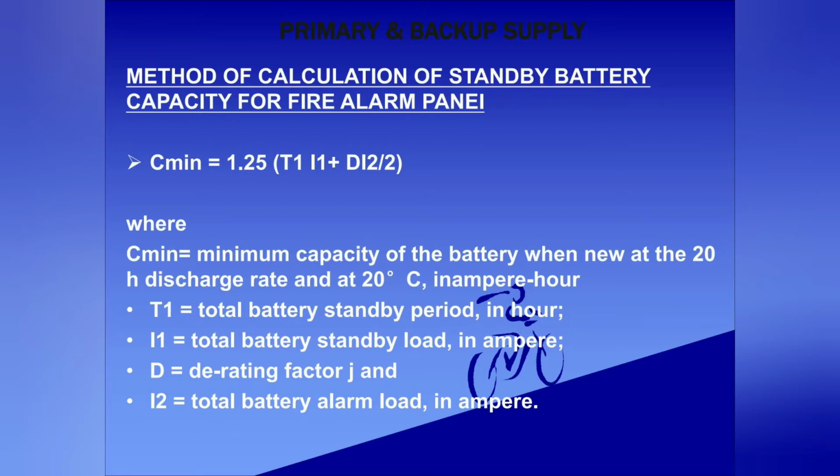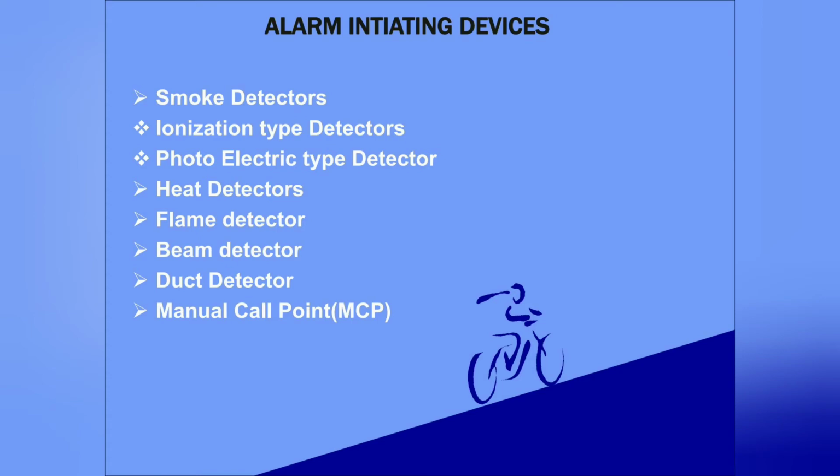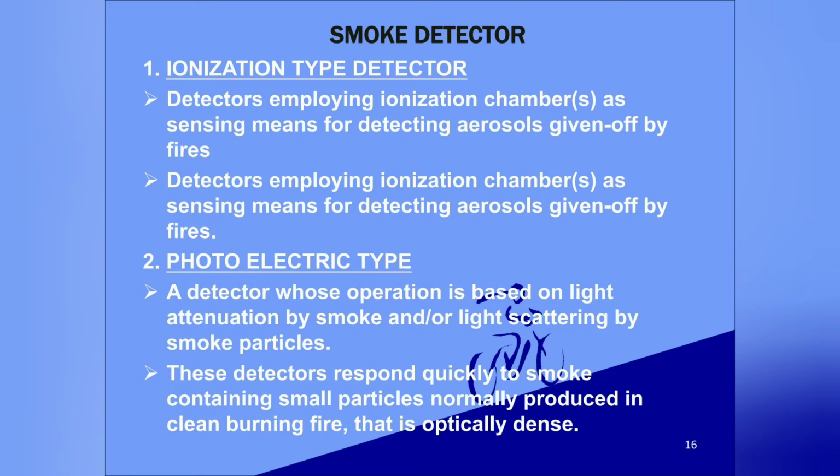From this calculation, we will be able to arrive at the battery capacity required for our fire alarm system. Now let's see alarm initiating devices. These can be smoke detectors, either ionization type or photoelectric type, heat detector, flame detector, beam detector, duct detector, and the manual call point. Now let's see first the ionization type detector.